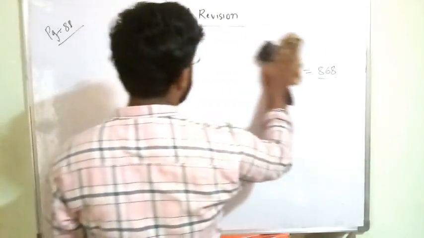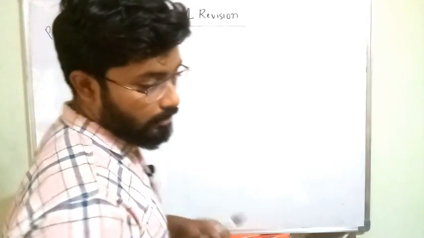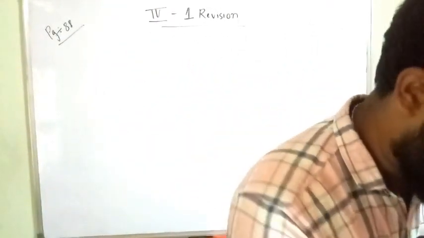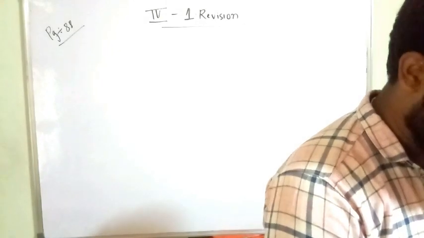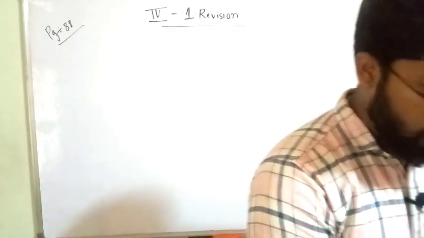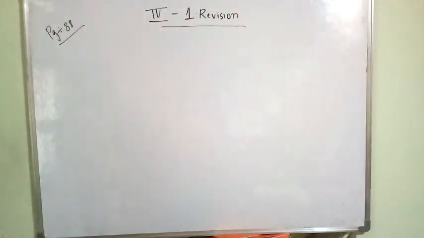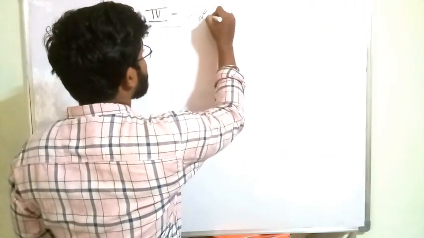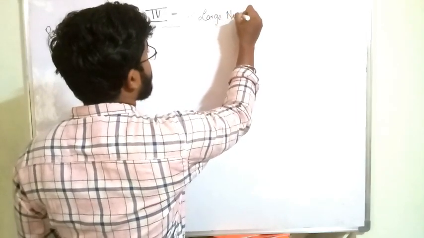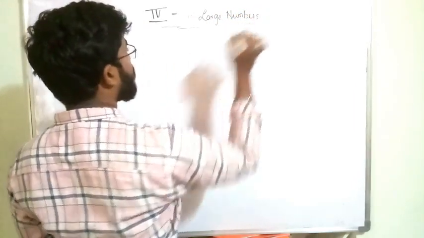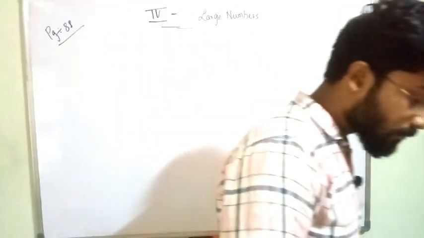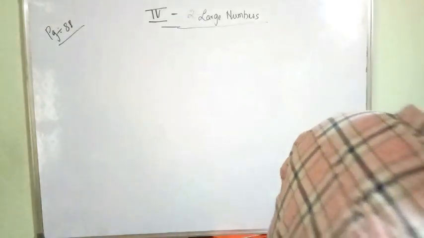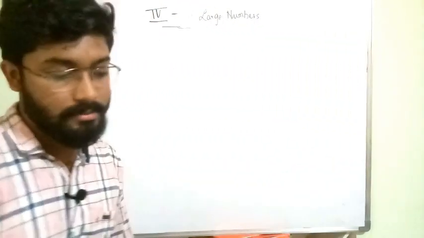So we have completed your first chapter revision. Okay, we have to enter the next chapter. What is that? Large numbers. So we were left with only one question, no? So that one is completed. 12th D is completed. We have completed 12th D. Okay, so we will enter into the next chapter. What is that? Large numbers.